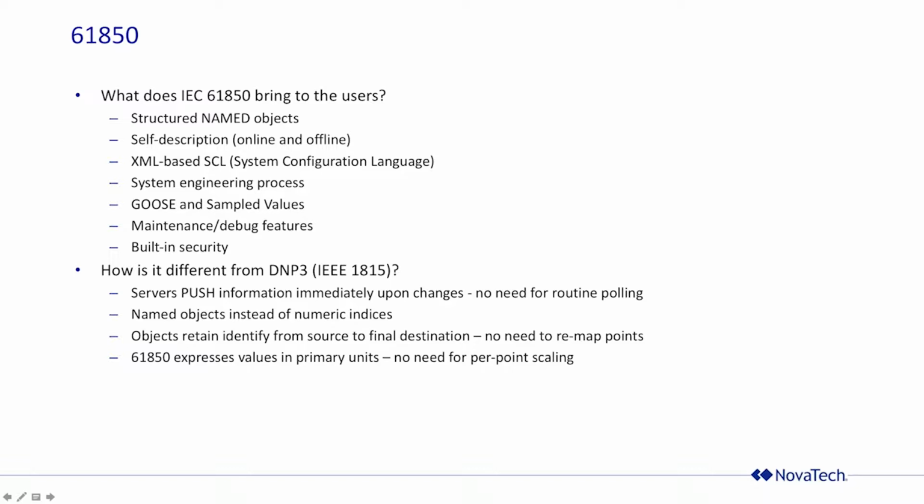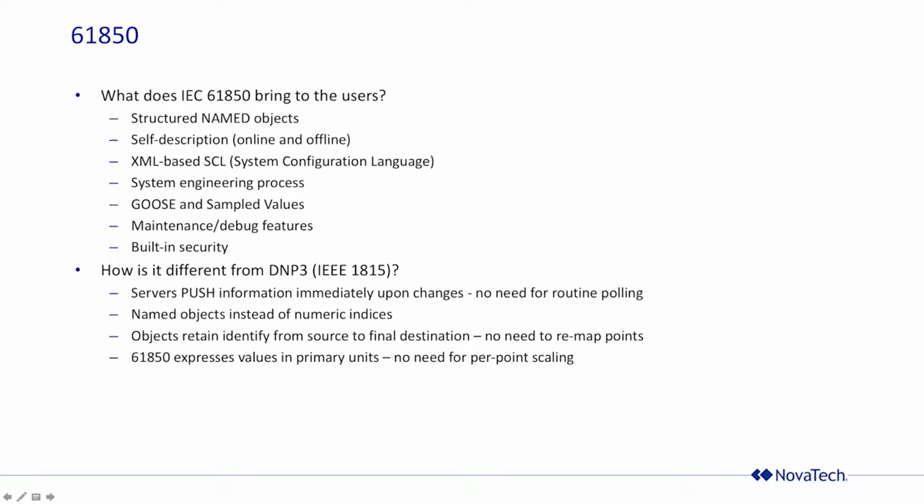Again, 61850 has named objects instead of numeric indices. In DNP and Modbus, you've got point number 5. What's point number 5? It could be a watt value, it could be a volt value. What's the scaling of it? Is it in megawatts? Is it in kilovolts? And then other parameters of it. What's the quality of it, for example? Is it good, bad? Has the device detected that it's out of range, for example?